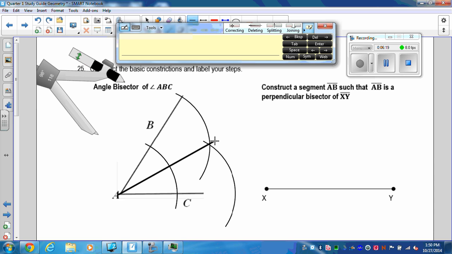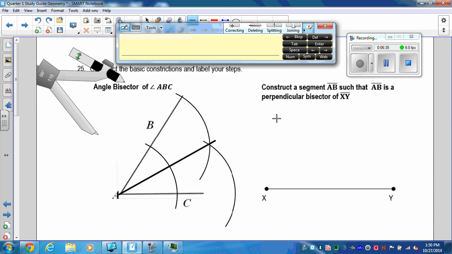And so this angle, BAD, if you will, is congruent to DAC because this line is an angle bisector.